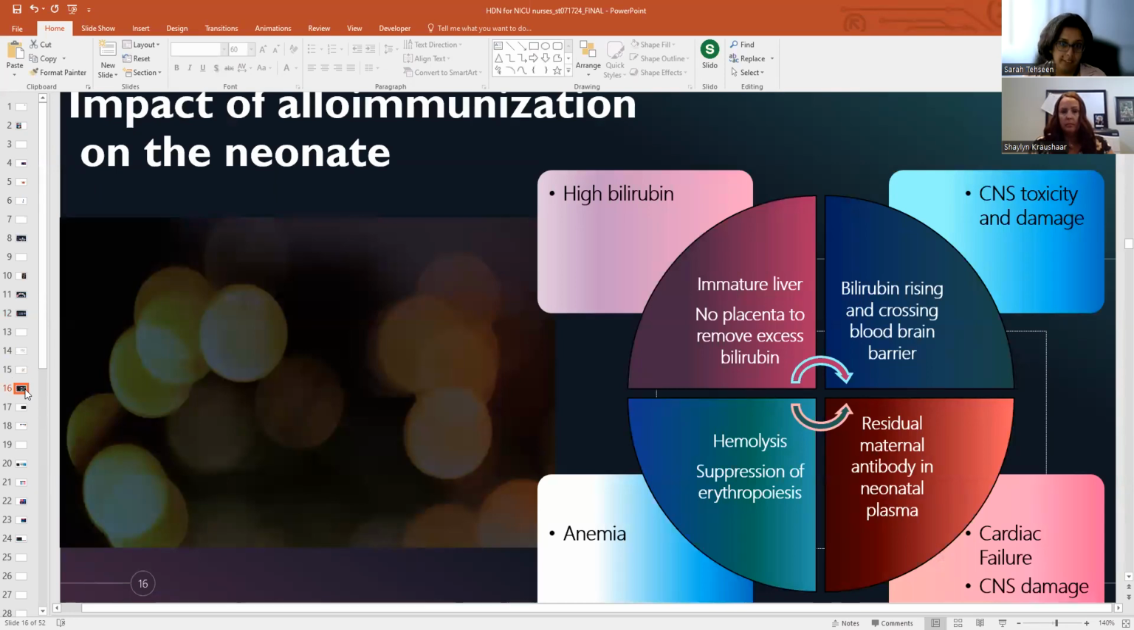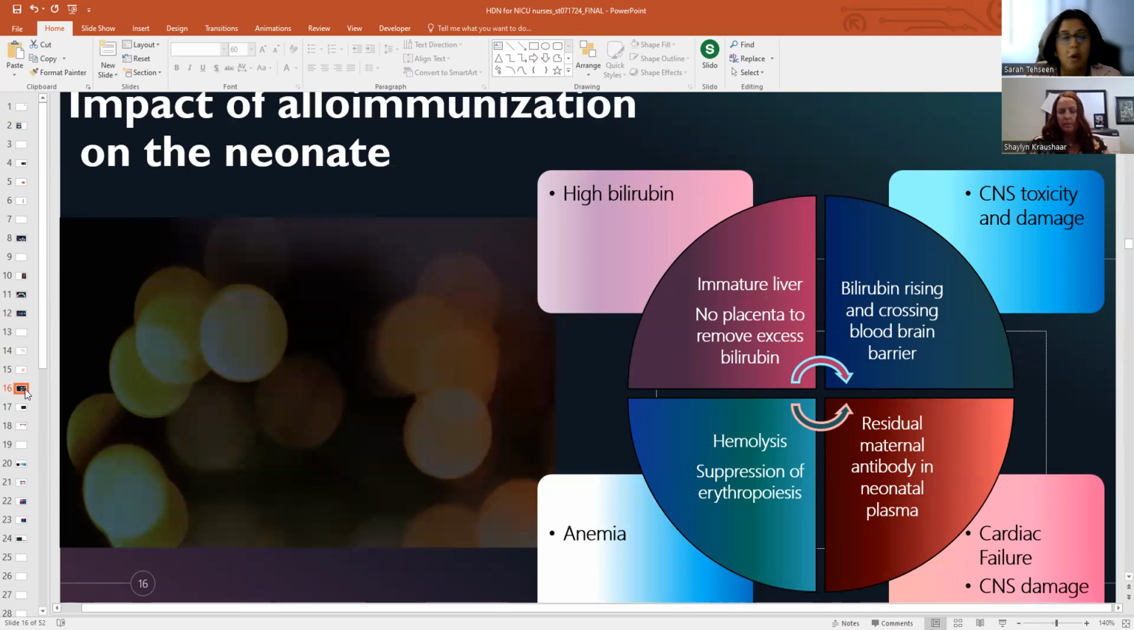So what happens on the neonatal side? When the fetus is in the maternal environment, in the uterus, the placenta and the amniotic fluid can get rid of bilirubin. So bilirubin is not a big problem at that point. Once the baby makes their way out, they're having hemolysis, they have an immature liver, and there is no placenta to remove excess bilirubin. So that bilirubin can cross the blood-brain barrier, as you all very well know, and it can cause damage to the CNS and can lead to bilirubin-associated cerebral palsy.